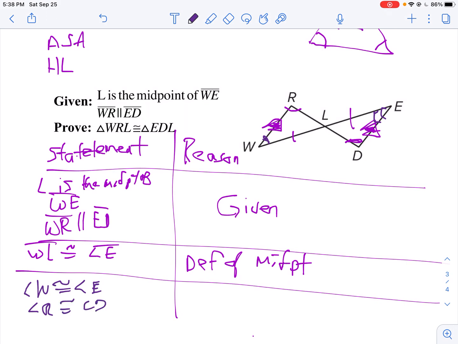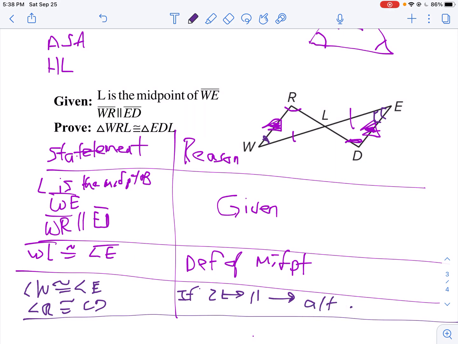I'm going to put both those on the same line for the same statement because they both have the same reason. Notice they are alternate interior angles. So we know if we have two parallel lines, then the alternate interior angles are congruent.